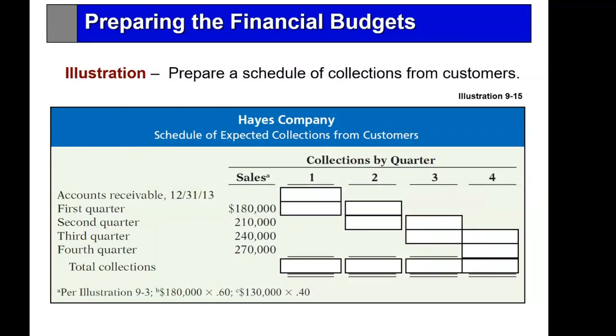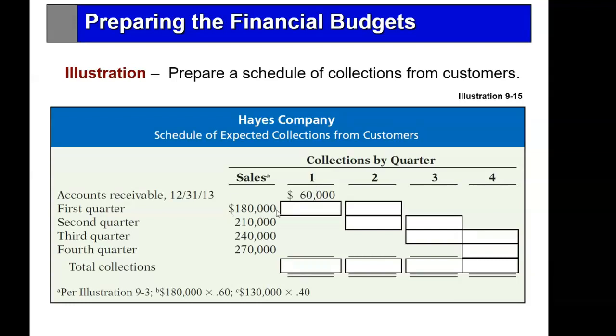Now, before we can do the budget, we have to do a schedule of the timing of the accounts receivable. Keep in mind that we're starting the year off with the accounts receivable from the previous year. At the end of last year, the accounts receivable was 60,000. So I'm going to collect that in quarter one.